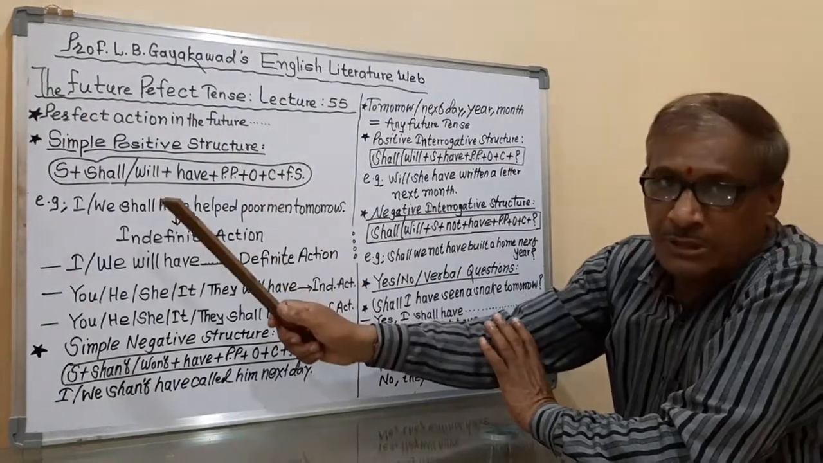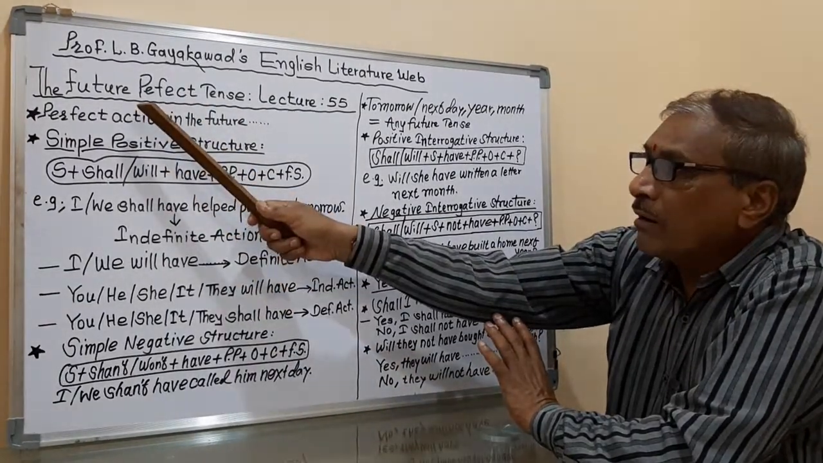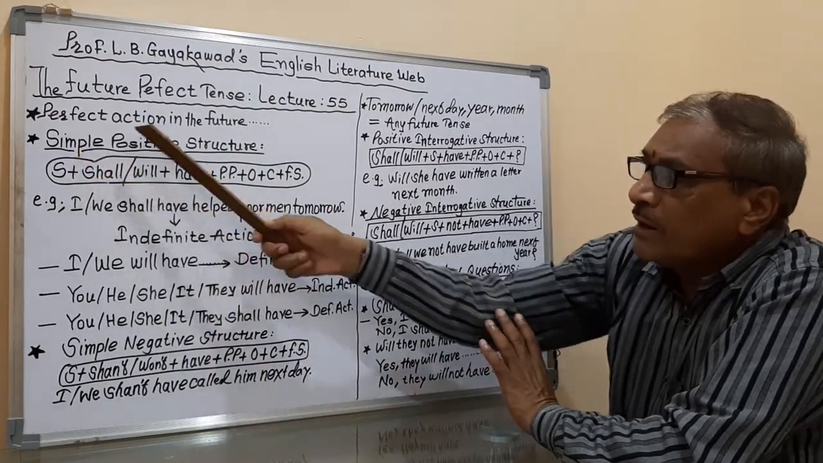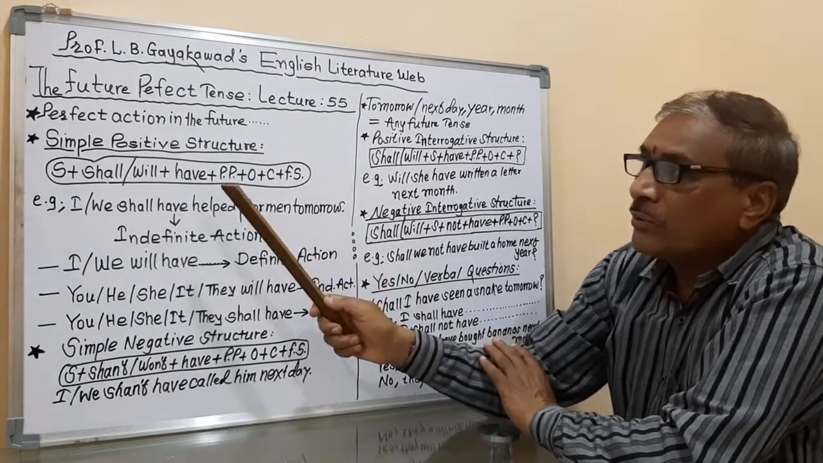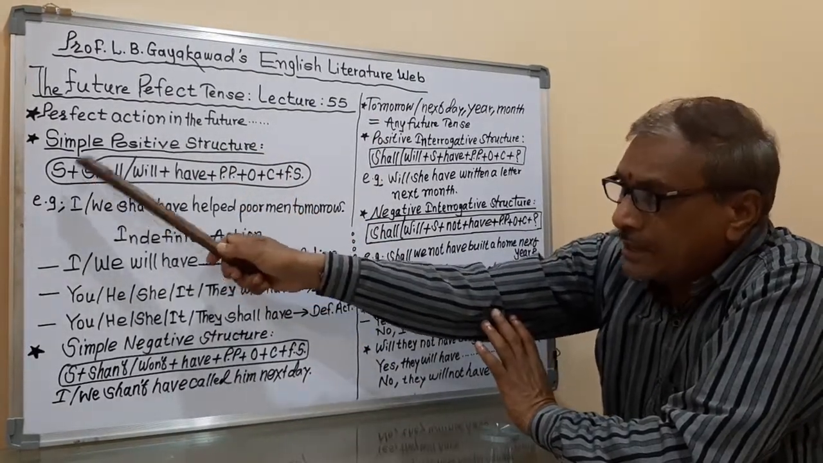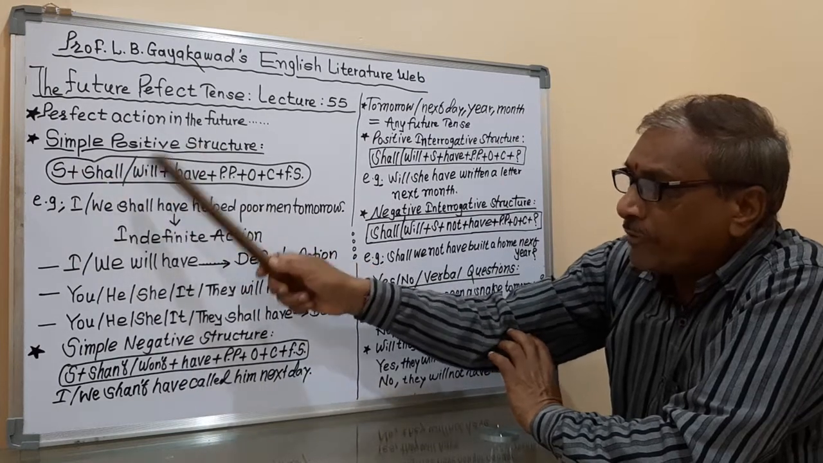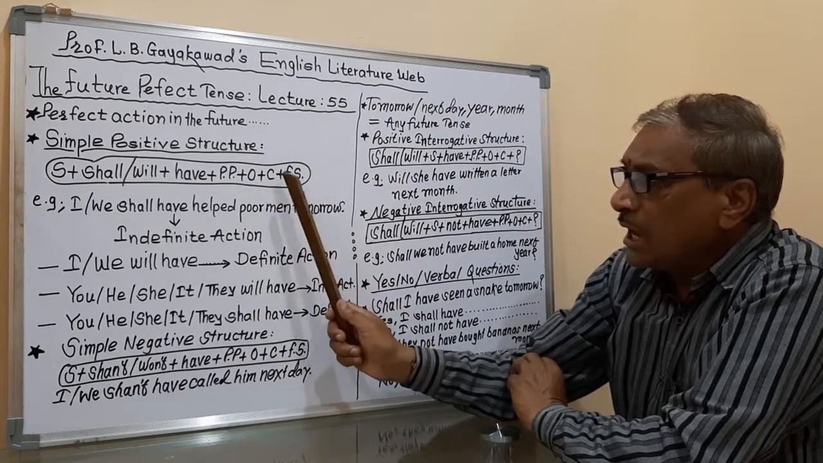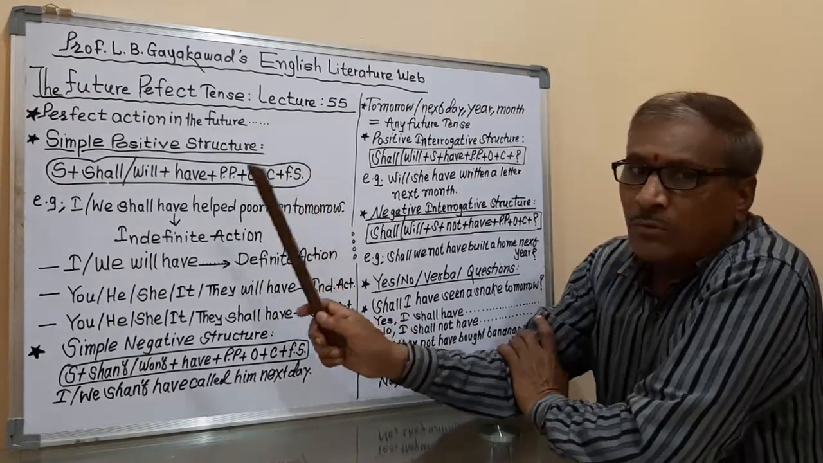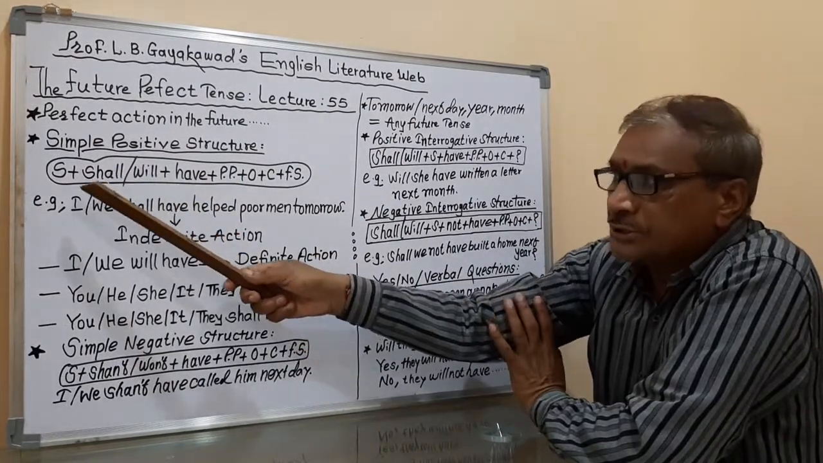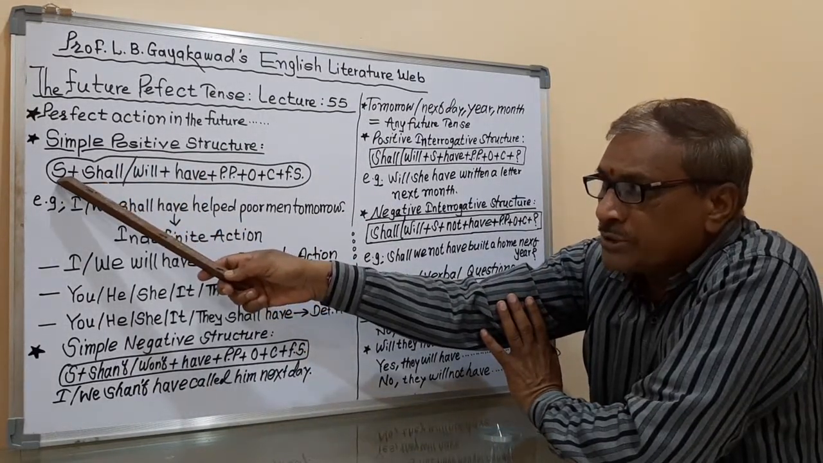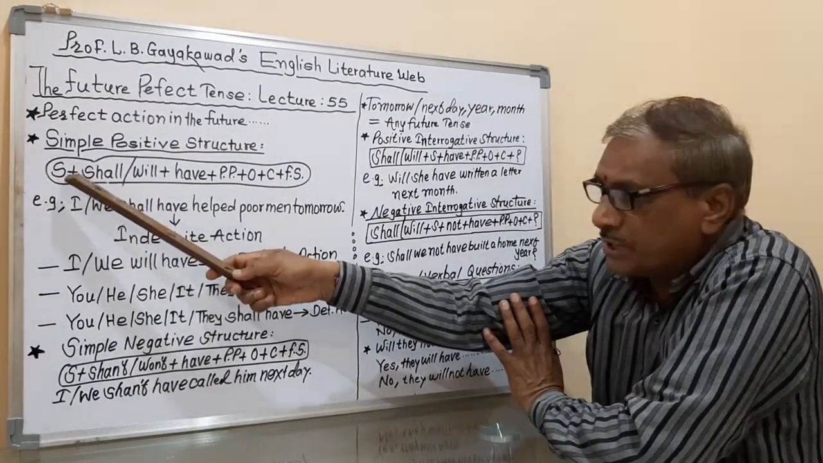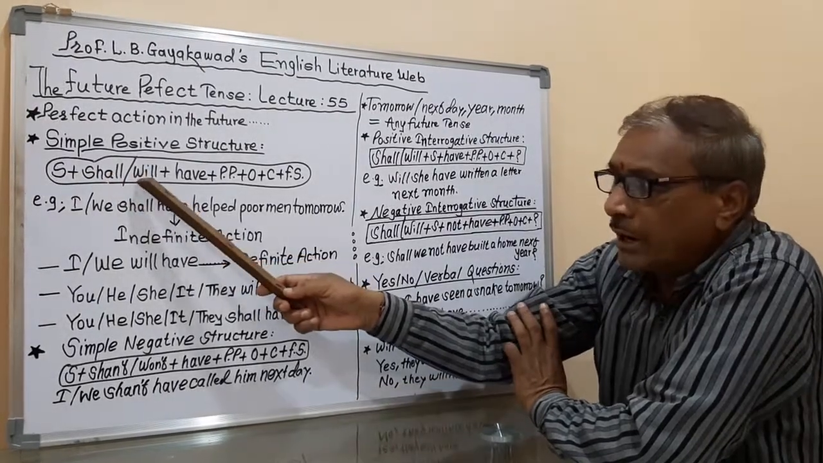The first structure of the future perfect tense is the simple positive structure. Now the structure is: S plus shall or will plus have plus PP plus O plus C plus full stop. Now we will see this structure in detail. Here the S means what? The subject. Then shall or will.